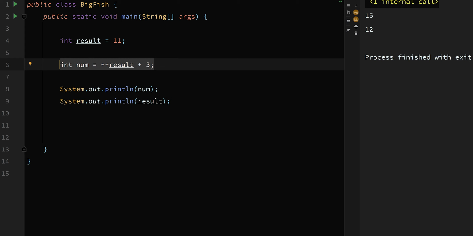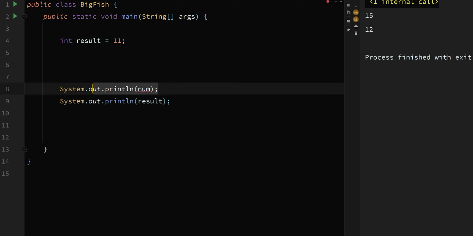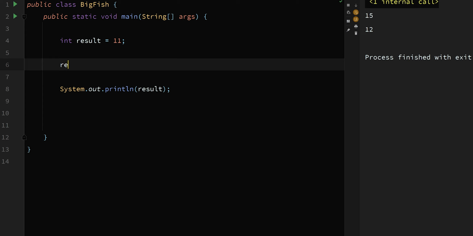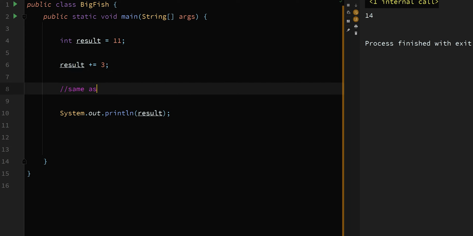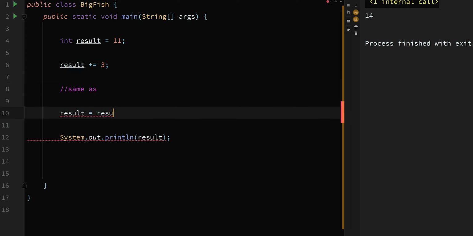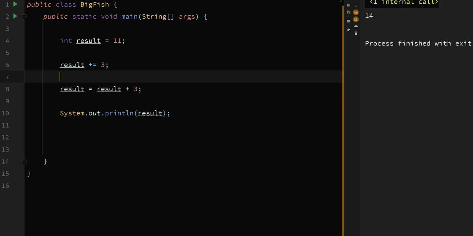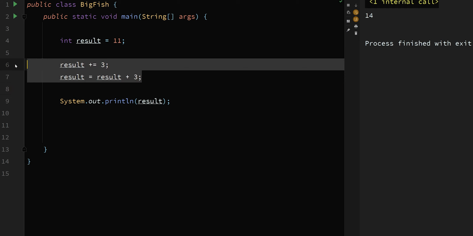The last thing I want to end with is shorthand math operators. Let's say I want to increase result by 3. I can say result plus equals 3. Now this is going to give us the answer of 14 because this plus equals is the exact same as result equals result plus 3. So we have these two lines of code. Actually, I don't like that spacing. I like them back to back here. So these two lines of code are exactly the same thing in terms of the answer that they give.